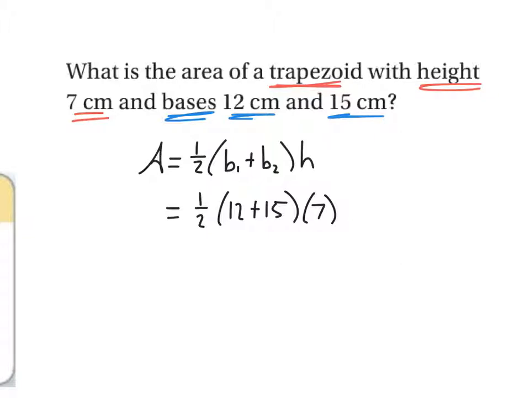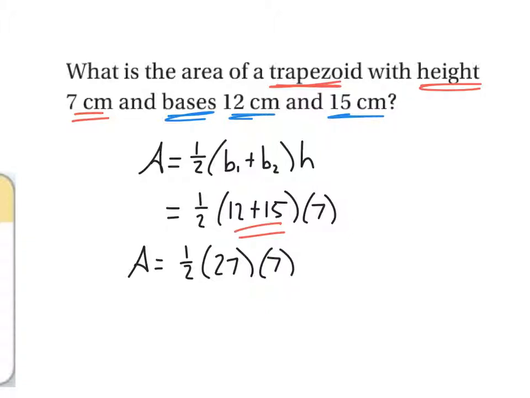You could do lots of things here. You could say, I want to take 1/2 and distribute. You could say, I want to take 1/2 times 7. You could say, I want to add those two numbers. That's probably what I would do first. Okay, but as long as you're following PEMDAS, it doesn't matter which of those you do first. Okay, follow PEMDAS always. So our area equals 1/2 times 12 plus 15 is 27 times 7.